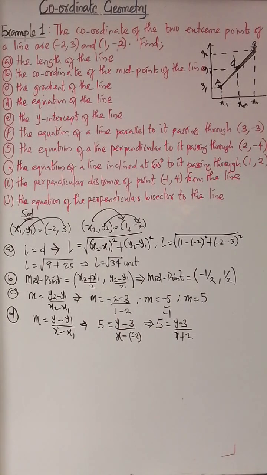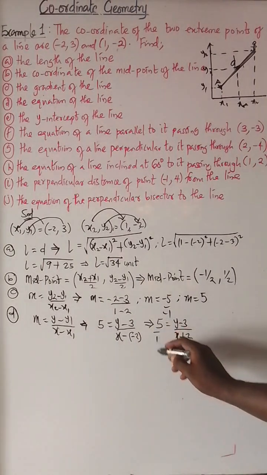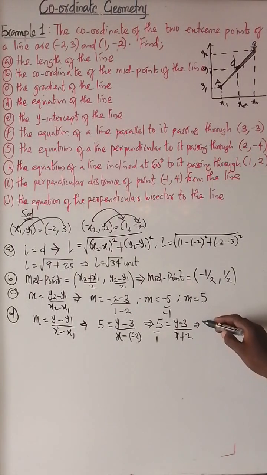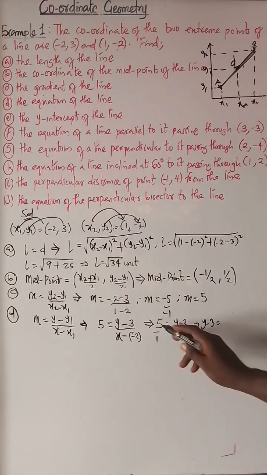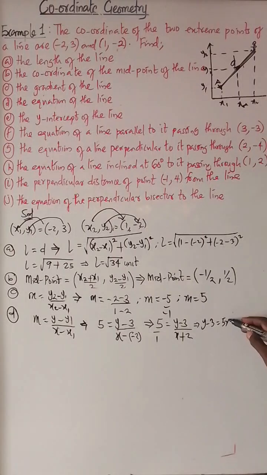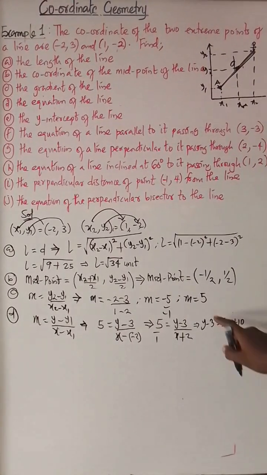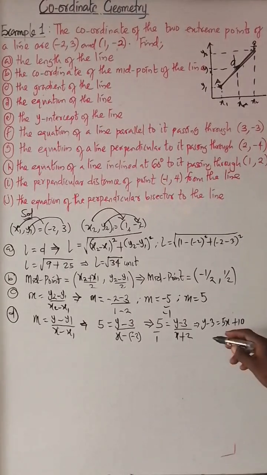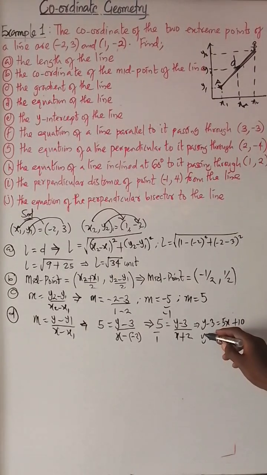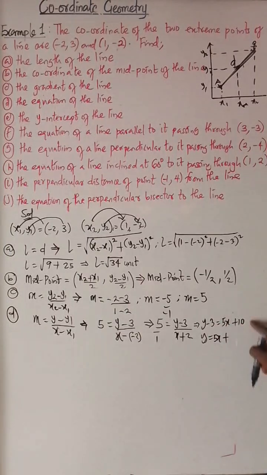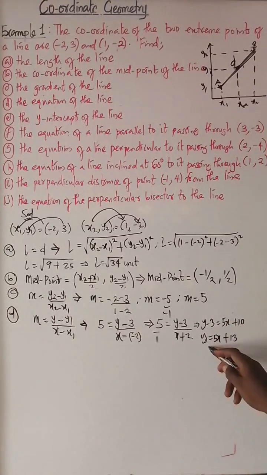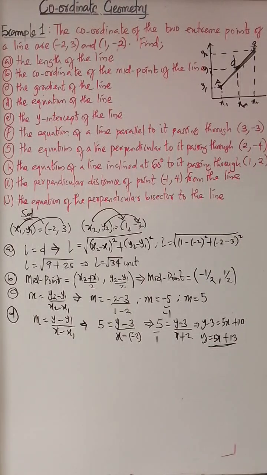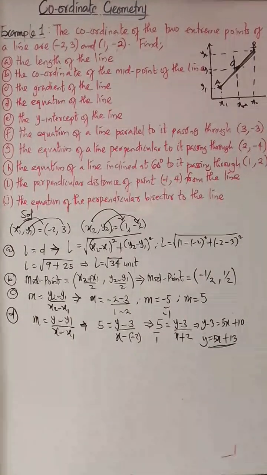So that's the equation, but let's make y the subject. If you cross multiply, it implies that y minus 3 equals 5 times x, 5x, 5 times 2, 10. If we bring this minus 3 to the other side, it becomes plus 3. So y equals 5x plus 10 plus 3 is 13. So this is the equation of the line: 5x plus 13.